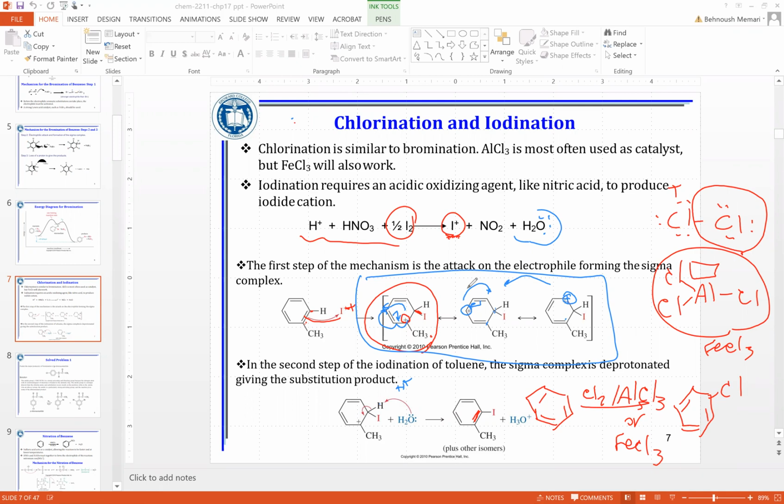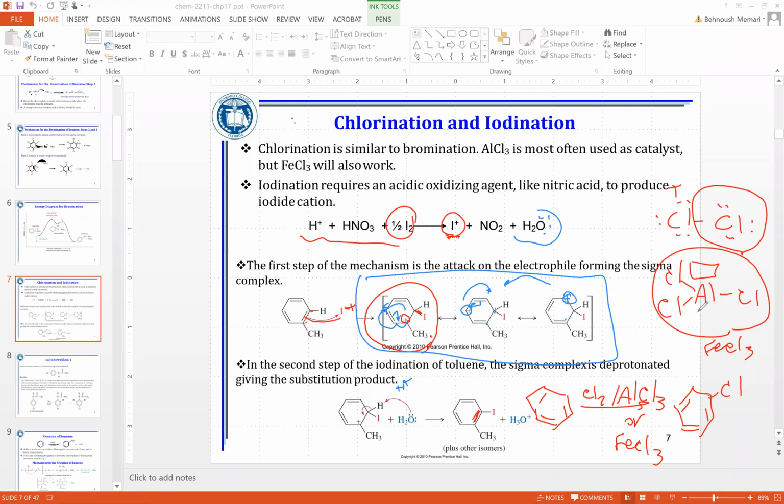Okay. Iodination. Any questions? So we learned about 3 reactions already: bromination, chlorination, iodination. You need to know the reactant, the reagent, and the product. Besides, you need to know the mechanism of how the strong electrophile is formed.